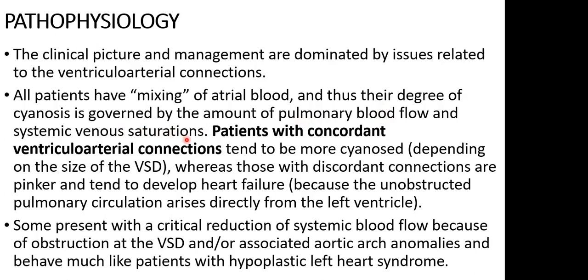As I mentioned earlier on, depending on the amount of oxygenated blood that gets into the systemic circulation, that determines the level of cyanosis patients will present with. Patients with concordant ventricular arterial connection tend to have more cyanosis depending on the size of the VSD. Whereas with the discordant connection, they are usually pinker, and then they tend to develop heart failure. So basically, when there's an unobstructed pulmonary circulation arising directly from the left ventricle, they are less cyanosed, but they present more with heart failure in this case.